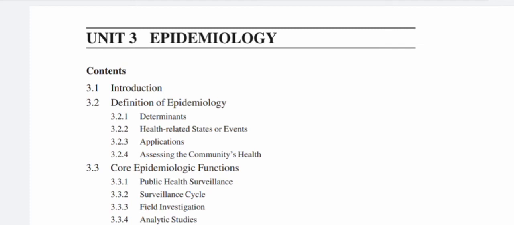First is introduction. Second, definition of epidemiology, in which we will discuss determinants, health related states or events, applications, assessing the community's health. After that, we will discuss core epidemiologic functions, in which we will discuss public health surveillance, surveillance cycle, field investigation, analytic studies, evaluation, linkages, policy development.